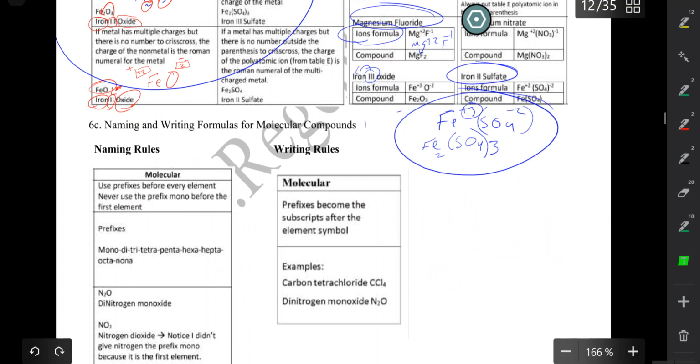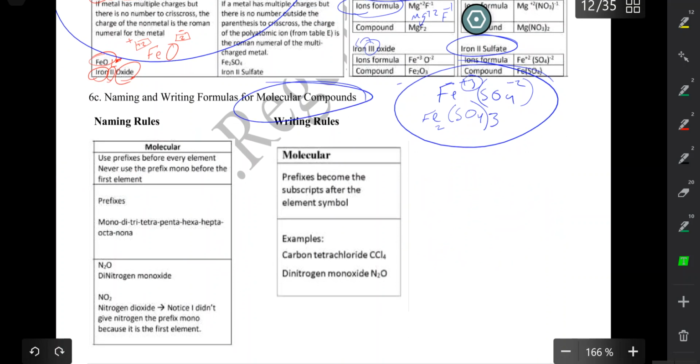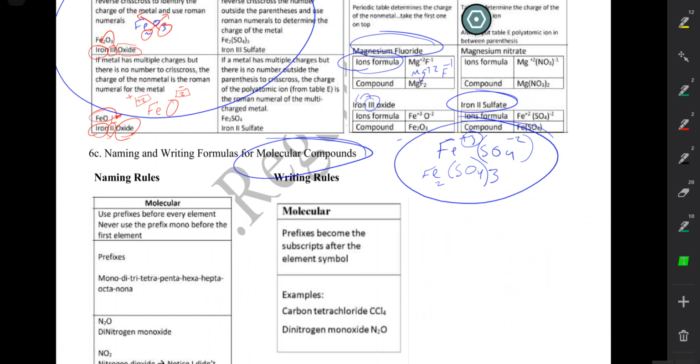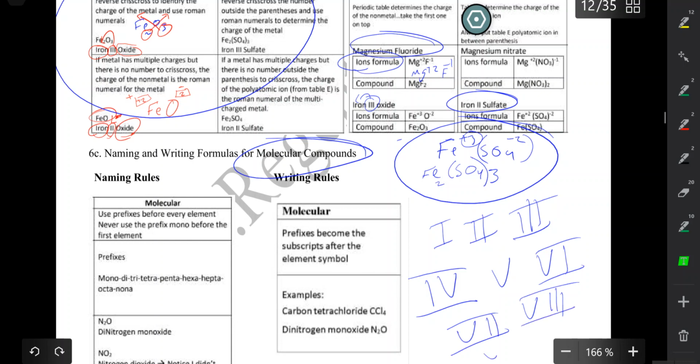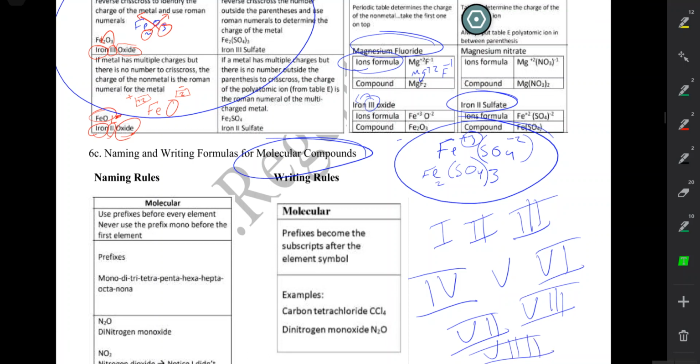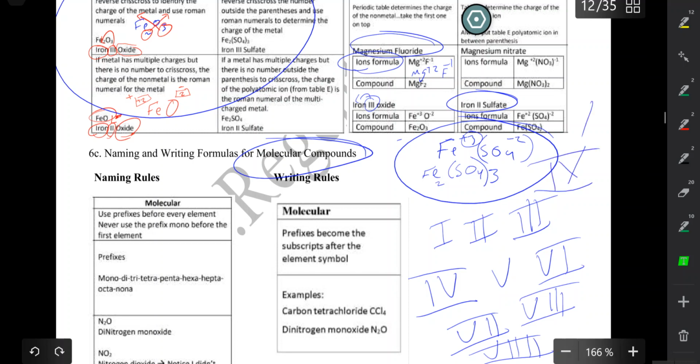Now for molecular compounds, naming rules, before I go into the molecular compounds, let me just review with you the Roman numerals. So this is number 1, this is 2, this is 3, this is 4, this is 5, this is 6, 7, 8, 9. You're not really going to go above 9, so you're fine. You can do 9 like this, and I think you can do 9 like that too. That also works. And that's 10. Okay.